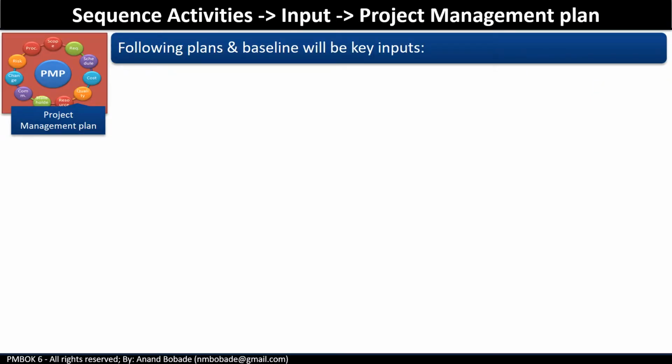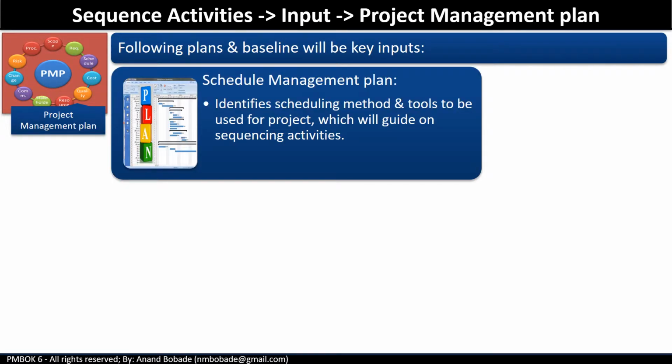Project management plan. The 2 components of the project management plan used as an input in this process are the schedule management plan. So we are working on scheduling, hence the knowledge area management plan is a key input. It contains information like the scheduling methodology, for example, critical path method, CPM, and the scheduling tool, that is whether we are going to use Microsoft Project or Primavera. So all this information is mentioned inside your schedule management plan.